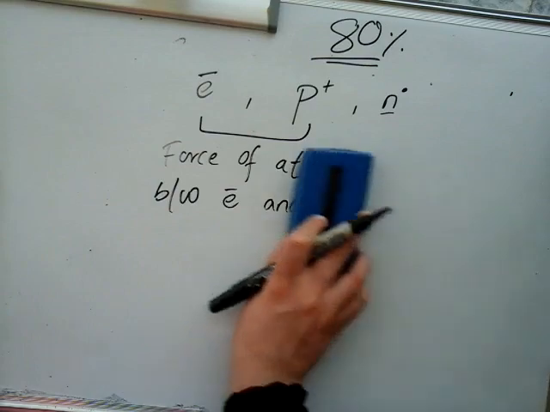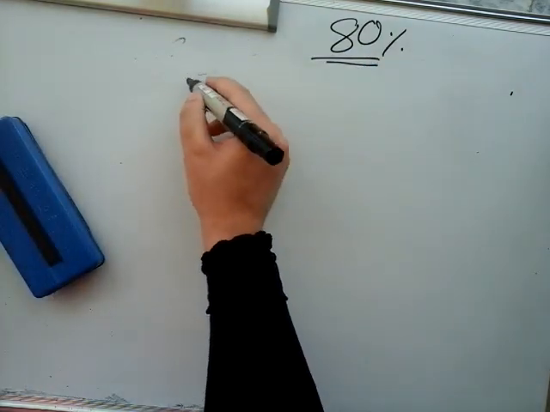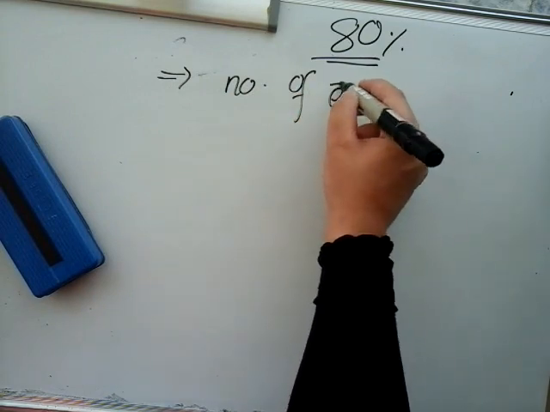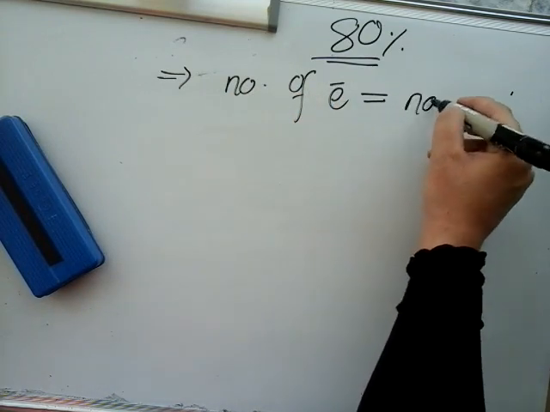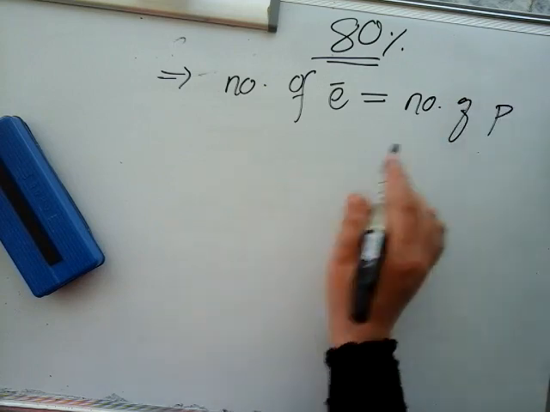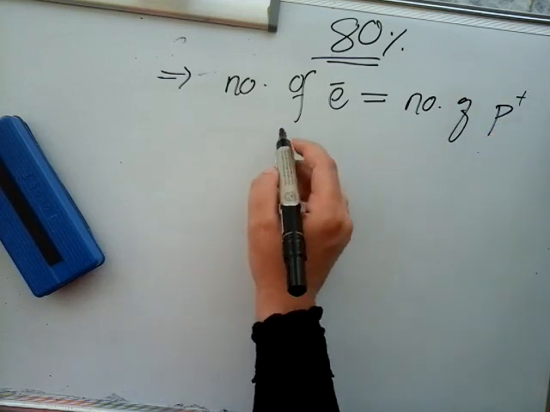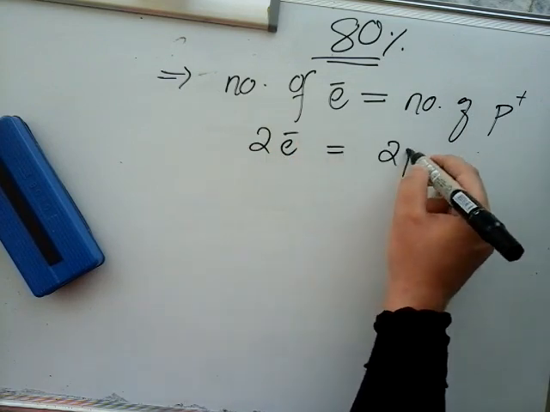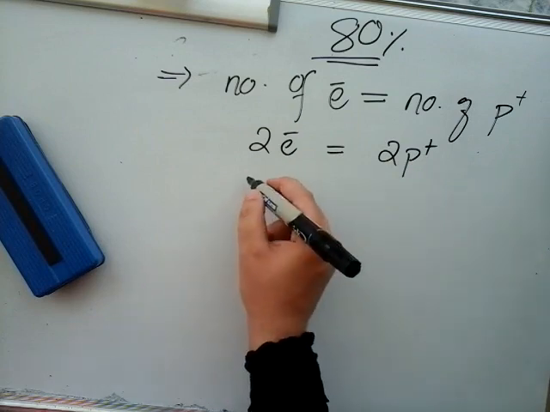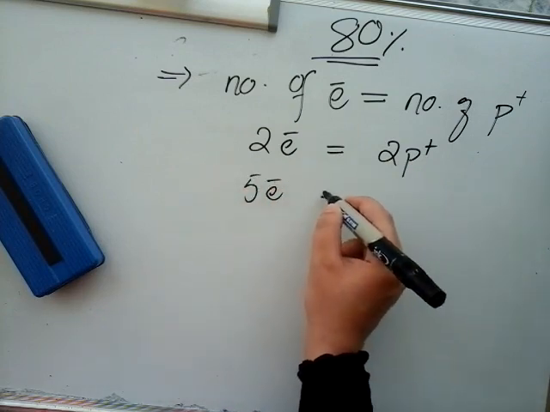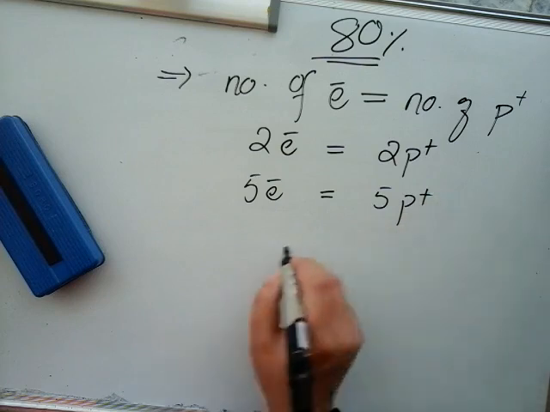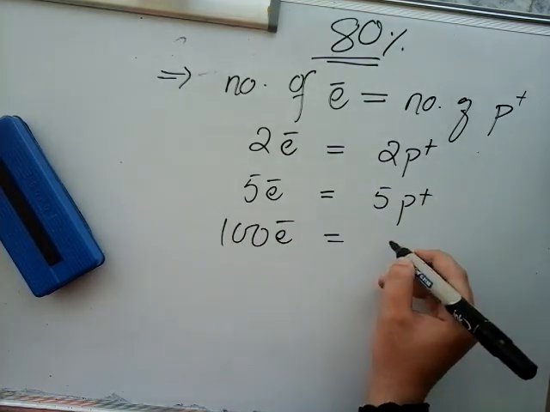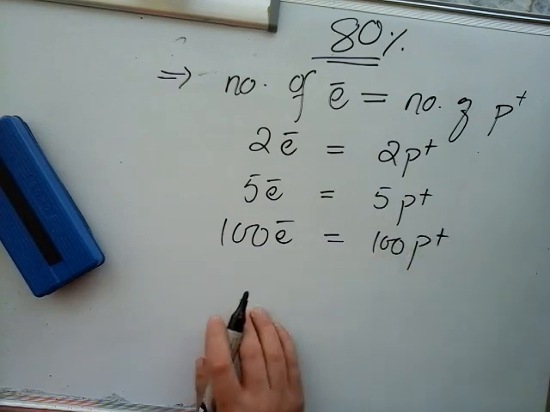The other important point related to the structure of the atom is that, keep in mind, the number of electrons is always equal to the number of protons in an atom. If an atom consists of 2 electrons, that atom must consist of 2 protons as well. If an atom has 5 electrons, that atom must consist of 5 protons as well. If an atom consists of 100 electrons, that atom must consist of 100 protons as well.